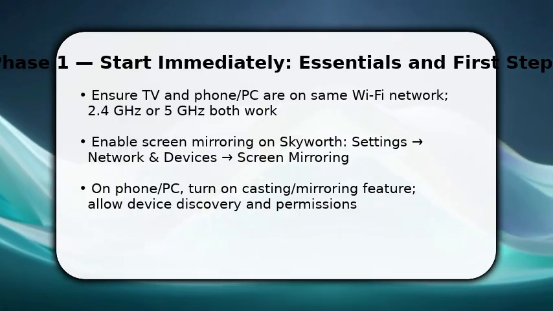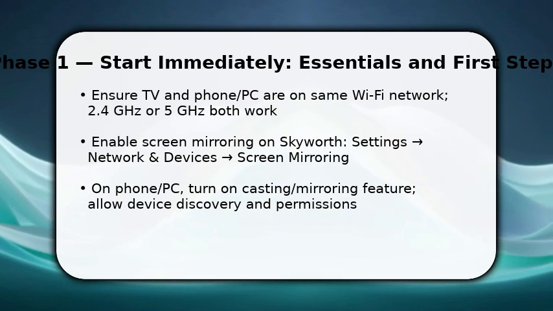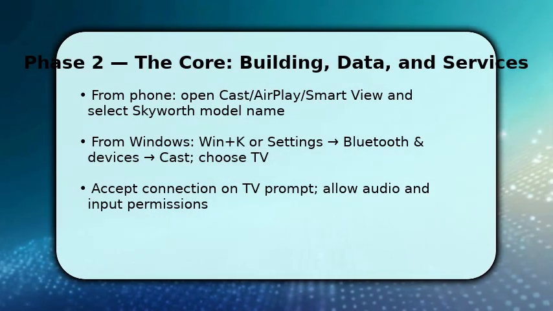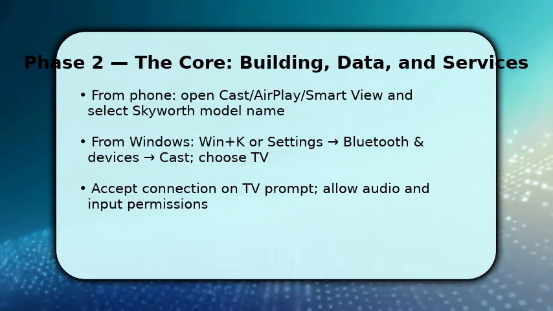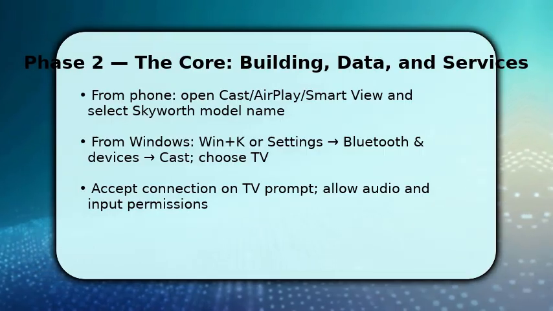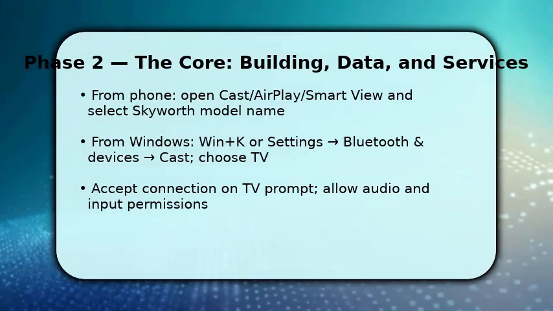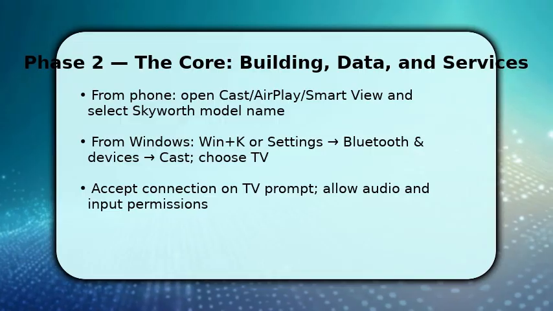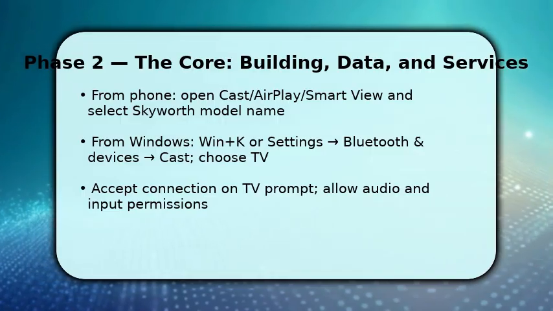Make sure battery saver, or VPNs, aren't blocking local network access. Now initiate the connection. On Android, use Smart View or Cast, on iPhone use AirPlay, and on Windows use the Cast device menu. Look for your Skyworth model name, select it and wait. The TV will usually prompt you to accept the incoming screen share. Confirm the request so the session starts.